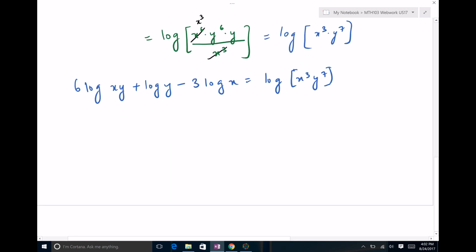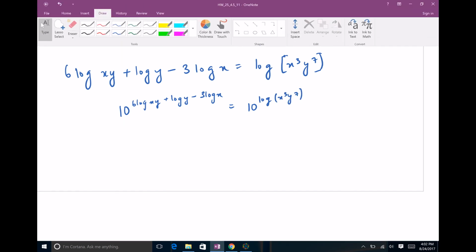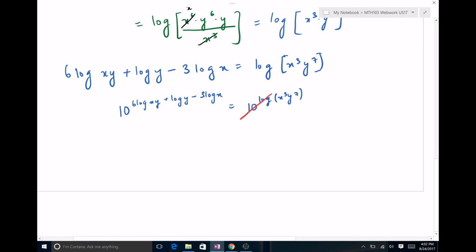Now my original expression was 10 to this entire exponent. That's 10 to the power 6 log xy plus log y minus 3 log x. So that's going to equal 10 to the power log of x cubed y to the 7th. Now the magical thing about having 10 and log together is that they cancel each other out.